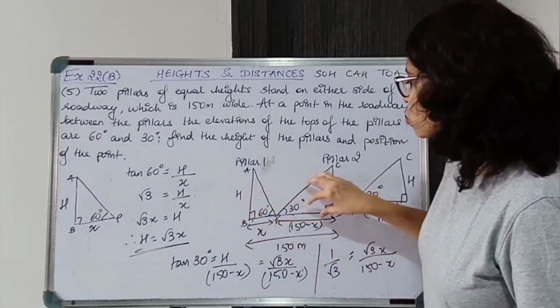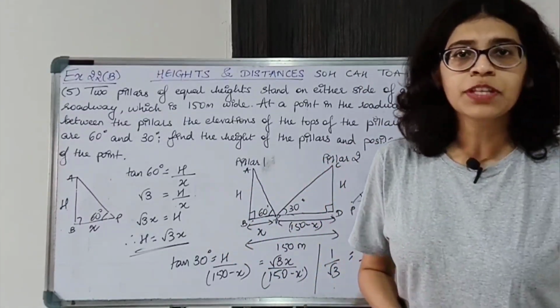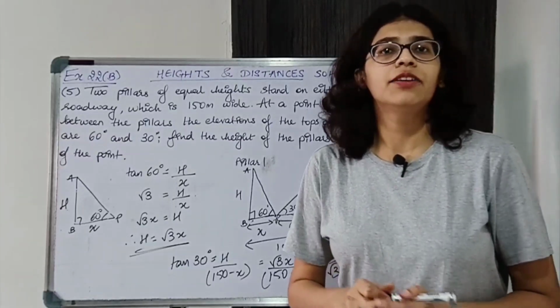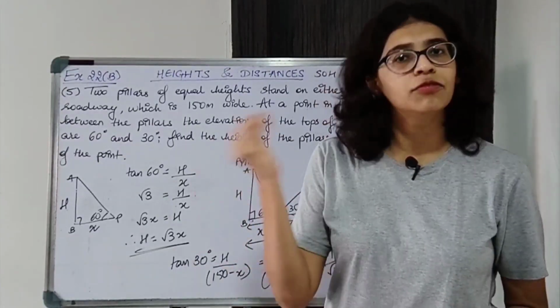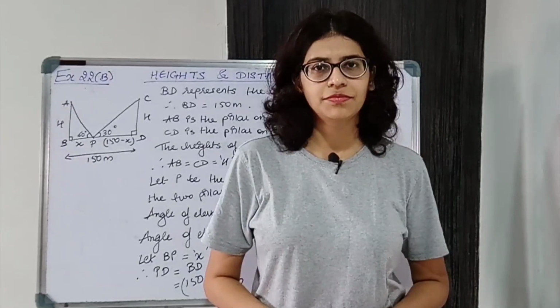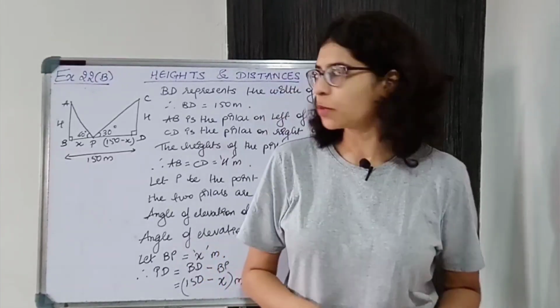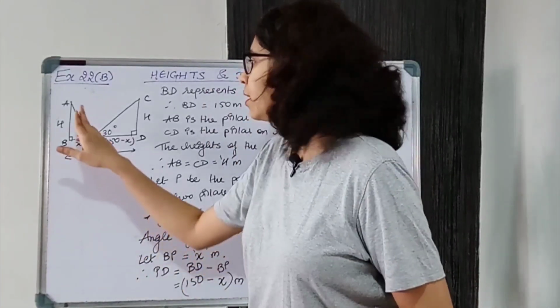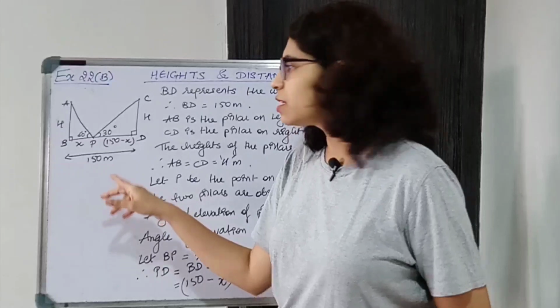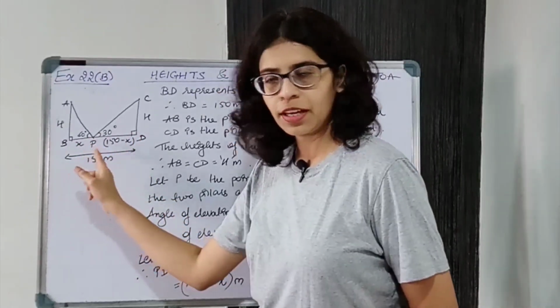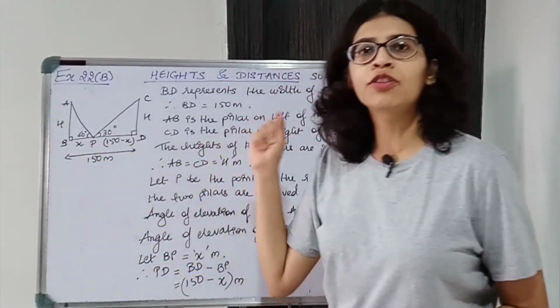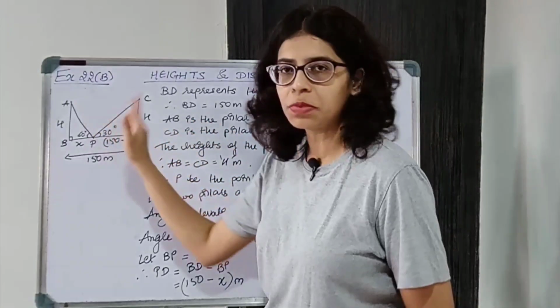You have to consider these two right angle triangles. Now let us start solving by writing down a few statements and following correct steps. So draw a proper figure. Now AB and CD are the two pillars, BD is the roadway, and P is the point on the road from which we are observing the two pillars.